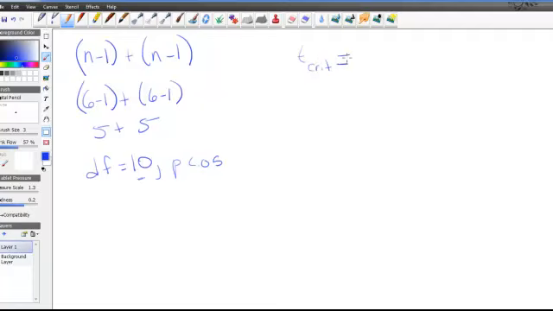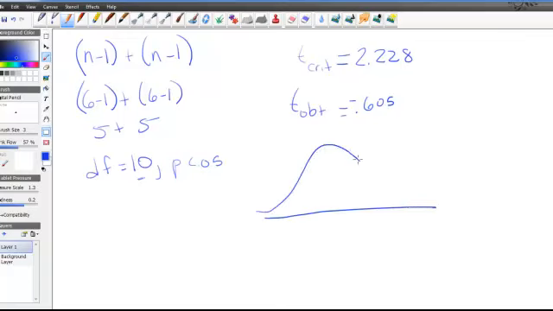was, I had this written down, 2.228. We know our t obtained is negative 0.605. So again, if we go back to our distribution here that we all know and love, and that I'm horrible at drawing for some reason, we have our distribution, we have 0, we have 1, we have 2, we have negative 1, negative 2. Let me change that color. So for this to be statistically significant, we'd have to be beyond our t critical value of 2.228.